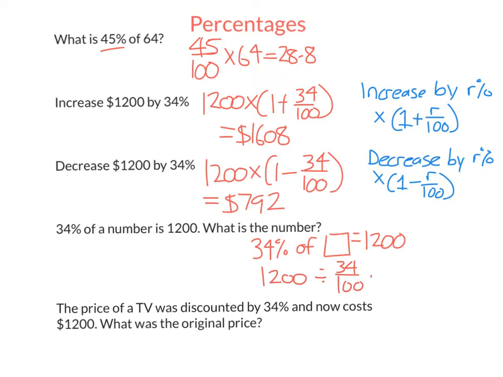The answer we get has decimals, so I'll just give it to one decimal point. It's about 3,529.4. If I take 34% of this number, I get 1200.